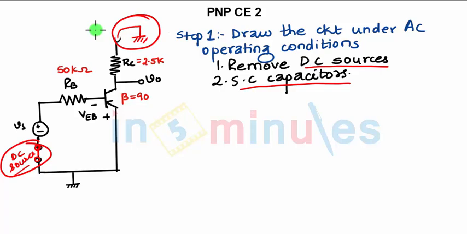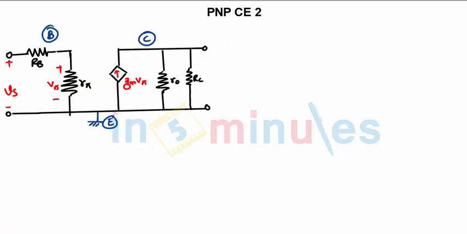Once we remove the DC sources, what we get is the AC equivalent model. This is your base, this is your collector, and this is your emitter. What we'll do after this is replace this transistor with the hybrid pi equivalent. So the circuit will look like this. You have base, emitter and collector. Emitter is grounded. In the base you have RB, R pi, GM, V pi.